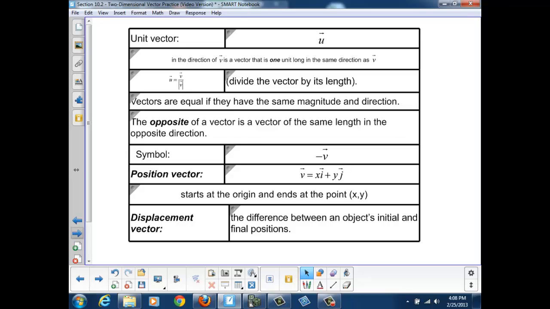Two vectors, again, are equal if they have the same magnitude and direction, and the opposite of a vector is a vector of the same length in the opposite direction. And we use negative v to denote that opposite vector. Position vectors start at the origin and end at the point (x, y), so can be written as xi plus yj. And a displacement vector is the difference between an object's initial and final positions.